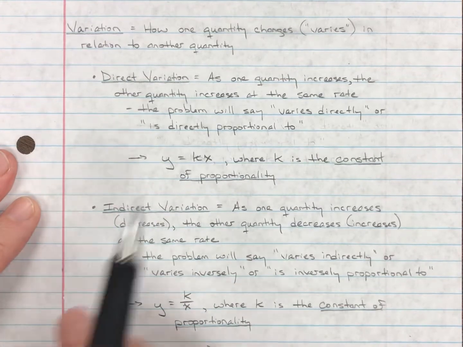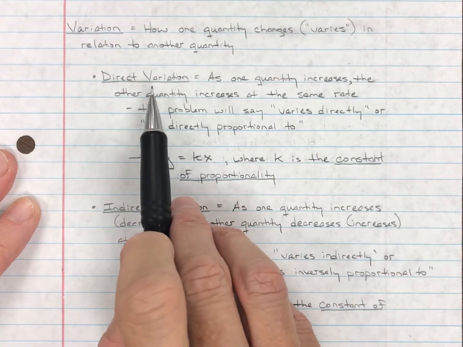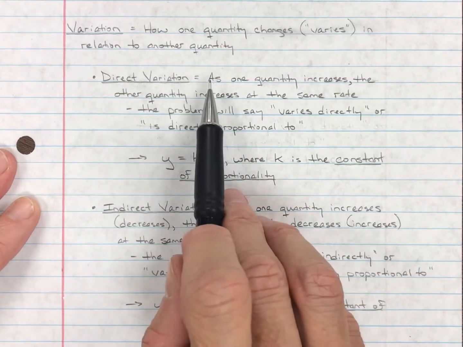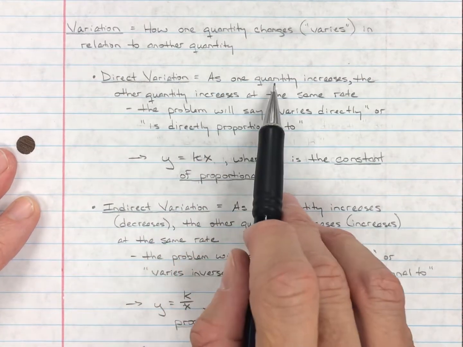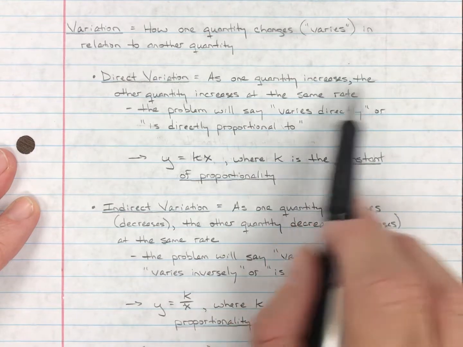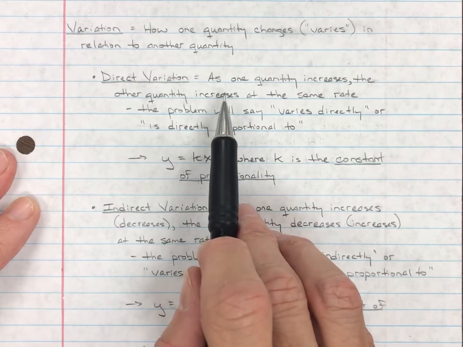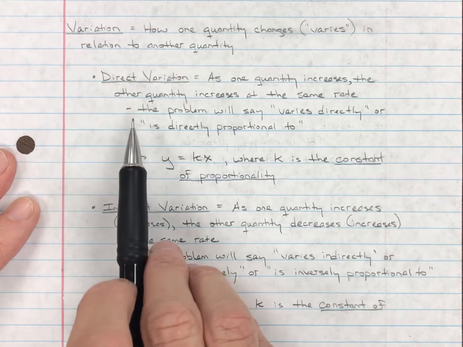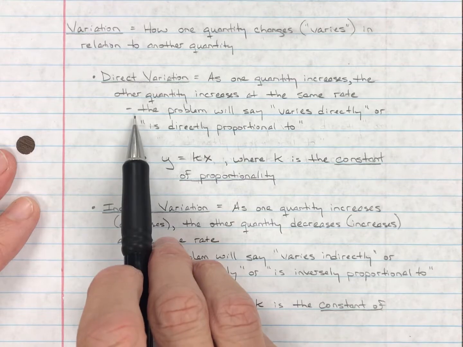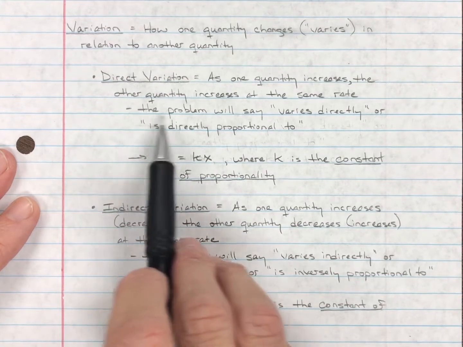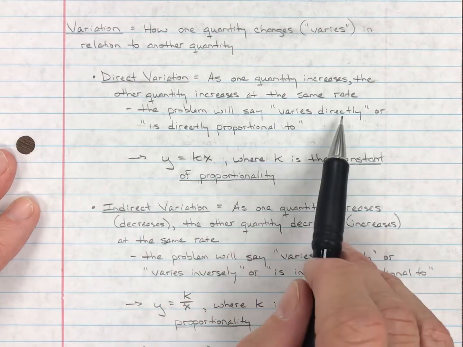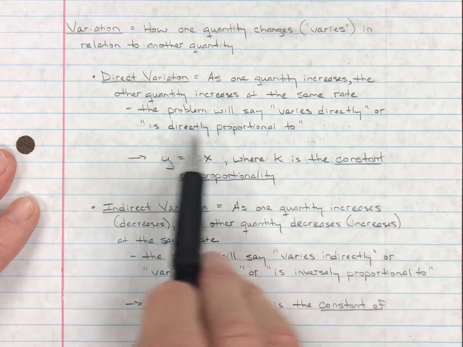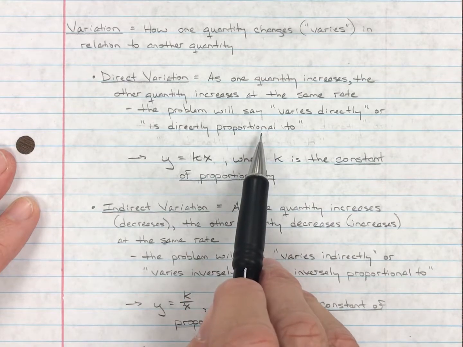Let's break that down into the three components: direct, indirect, and joint. Direct variation means as one quantity increases, the other quantity also increases at the same rate. Okay? When you see word problems that deal with direct variation, they're going to say varies directly or is directly proportional to. You maybe have seen that in previous classes.